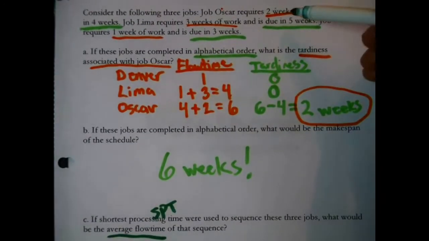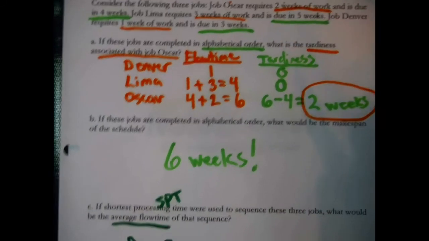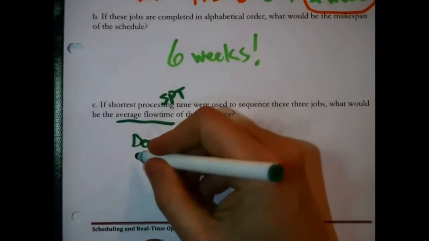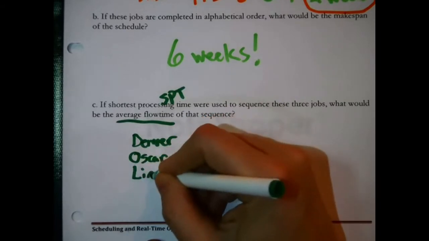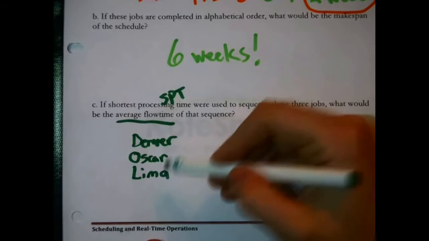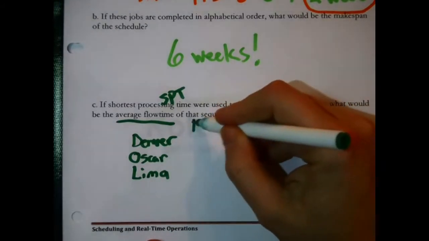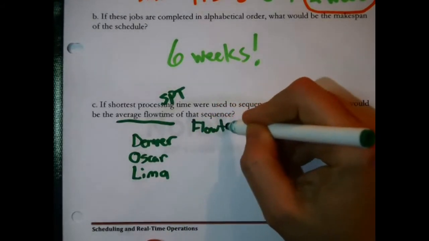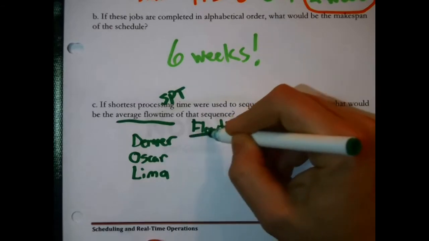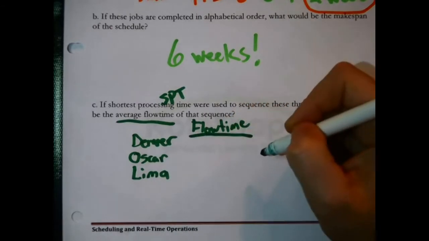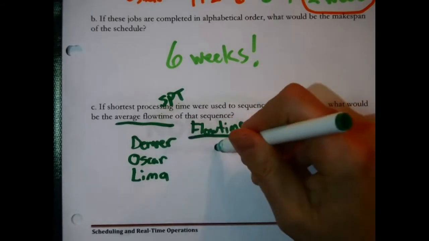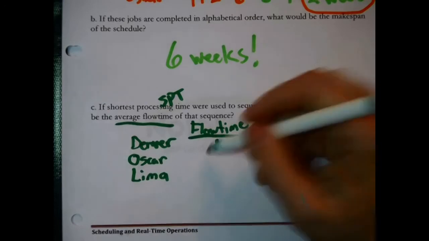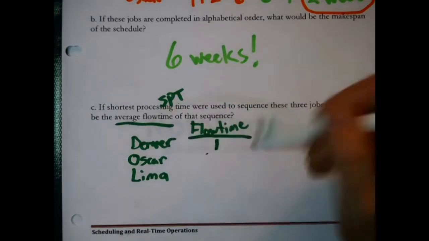Then who is the next shortest job? 2 weeks versus 3 weeks. Oscar is the next shortest, so this isn't the exact same thing as the alphabetical. Oscar, and then Lima would be left for last place. All right, so that's the sequence. We have to calculate the flow times in order to calculate the average flow time. So, the flow time for the job called Denver: if we work on it right away, it's at the front of the sequence, and it's 1 week's worth of work, it will be done in 1 week. The flow time of the job at the beginning of a sequence is always just its processing time.